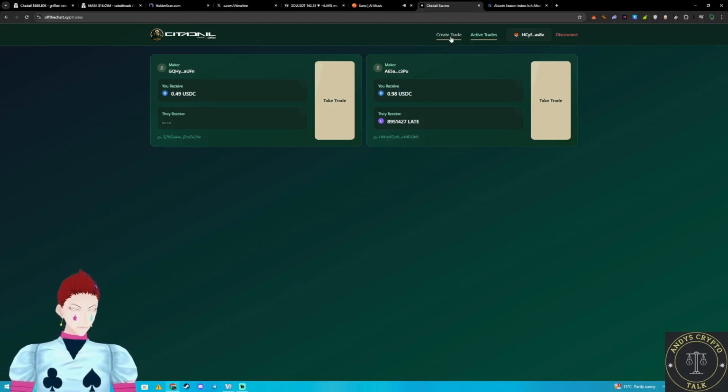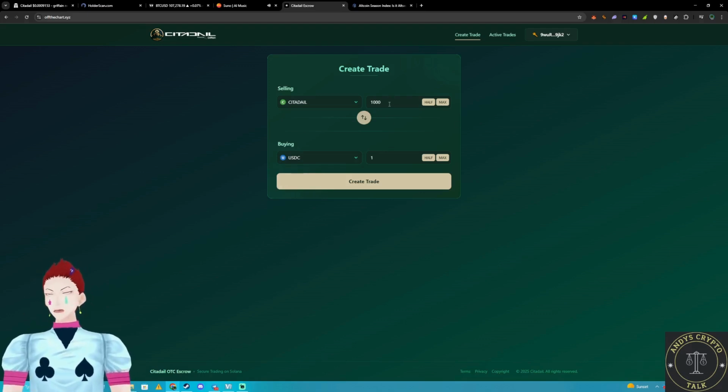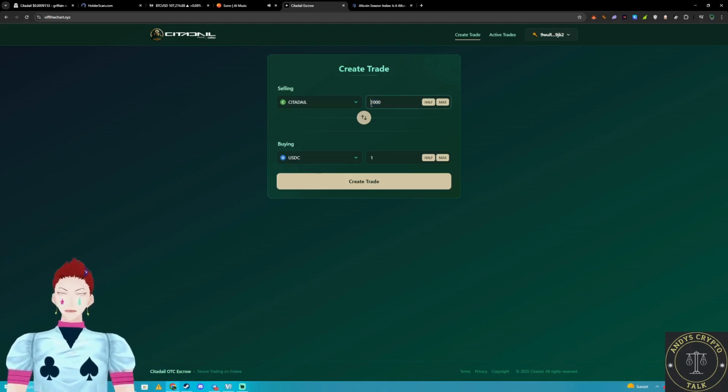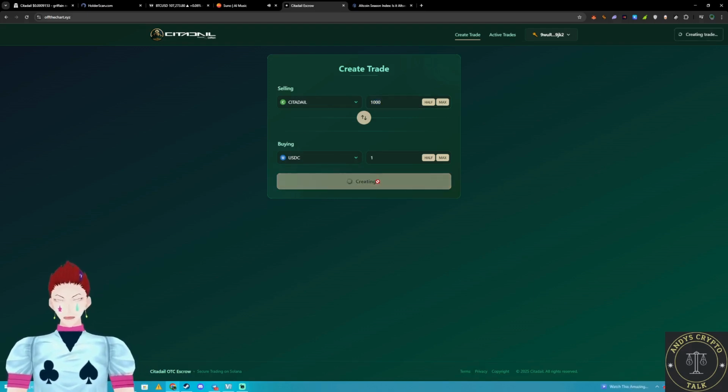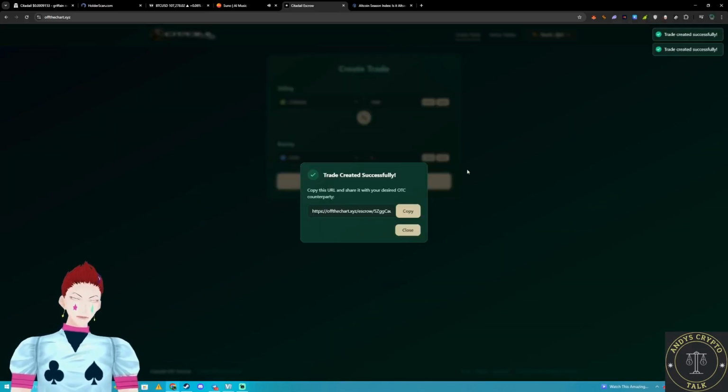Alright everyone, so what we're going to do now is create a trade on the off the chart platform and just show you guys how it works. We're going to create a trade selling 1,000 Citadail and buying $1 USD for that amount. I think it's a fair trade is what I would say.